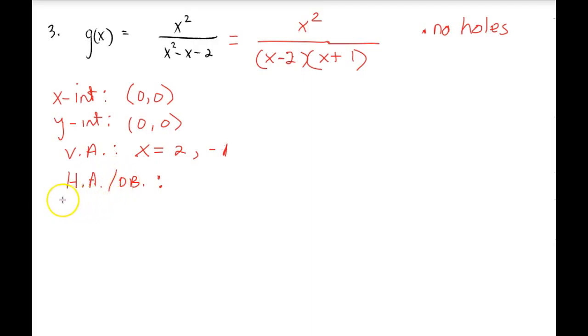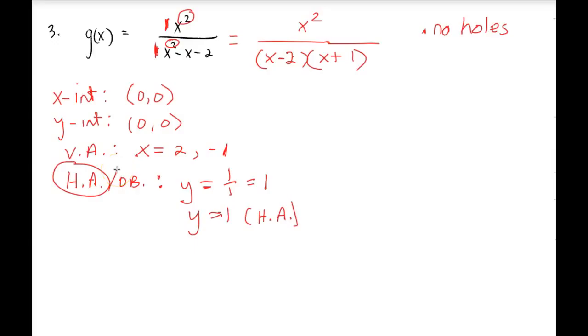Next we need to figure out whether we have a horizontal asymptote or oblique asymptote. As you can see, the degree of the numerator and the denominator are both 2. Because of that, we use the rule that says divide the leading coefficients to find the horizontal asymptote. So we have a horizontal asymptote at y equals 1 divided by 1, which is just 1.